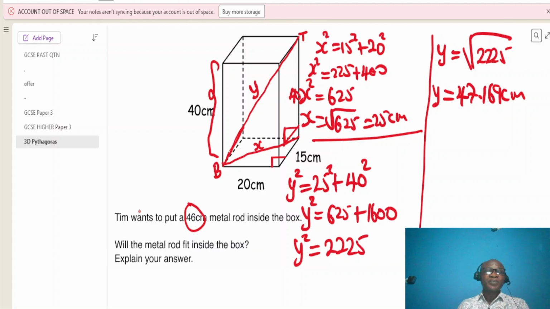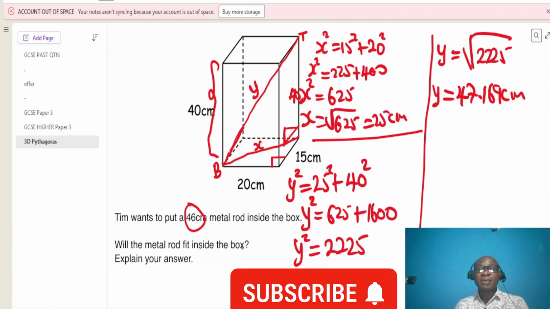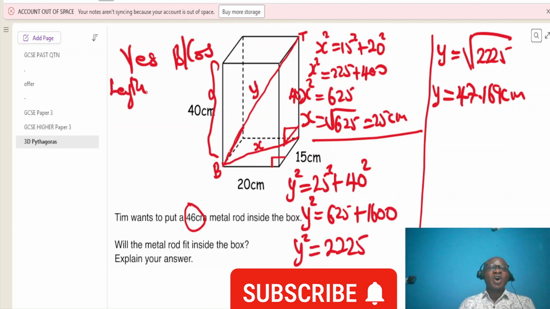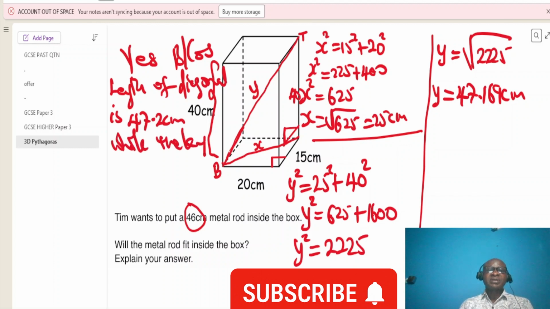In conclusion, as the question has asked us, will the rod fit inside the box? Yes, because the length of the diagonal is 47.2 cm, while the length of the rod is just 46 cm.